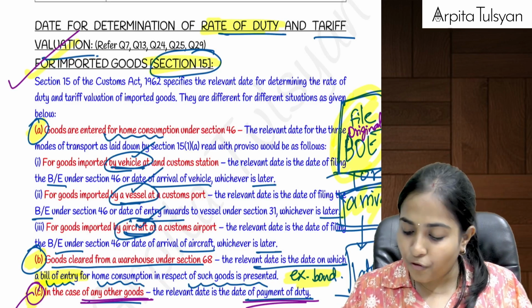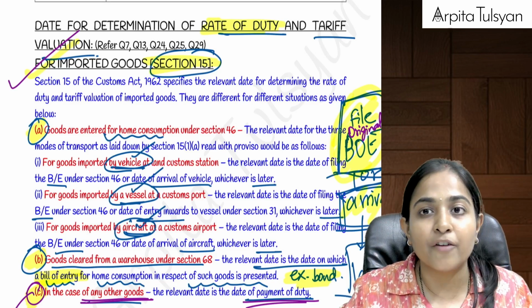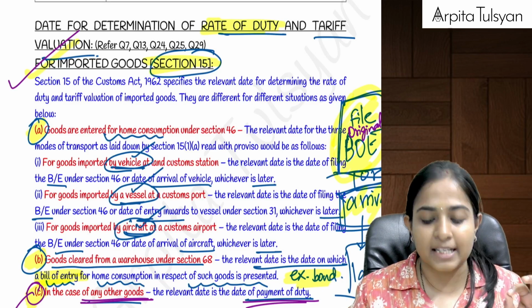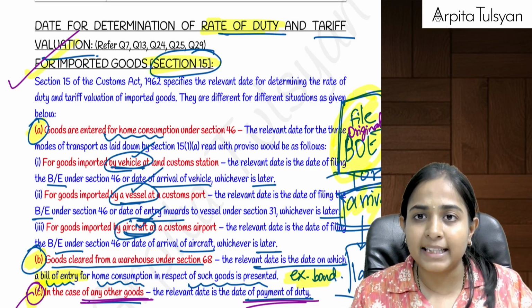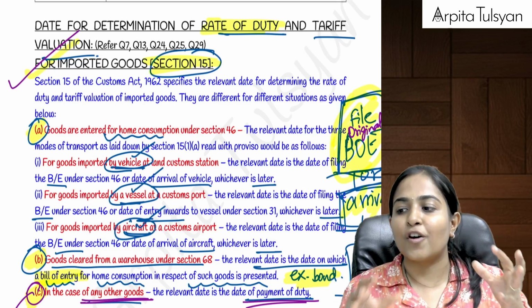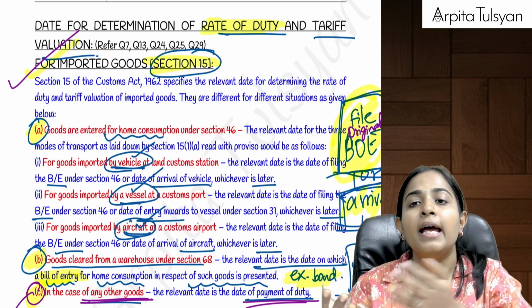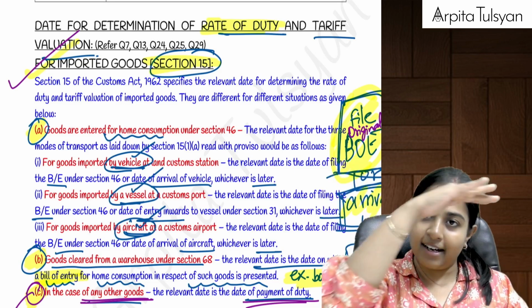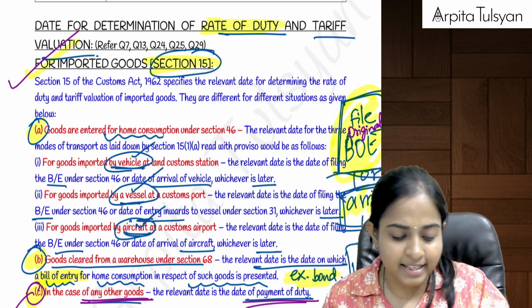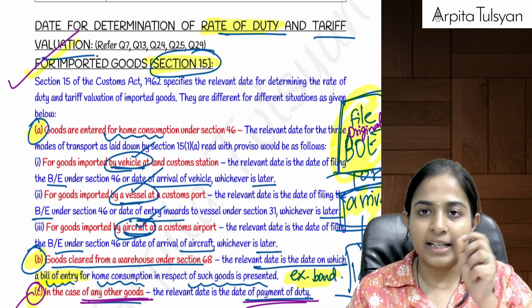So in case of import of goods which are going to be cleared for home consumption, it is going to be the date of filing the original bill of entry or date of entry inwards of that particular conveyance, whichever is later. Date of filing bill of entry or entry inwards of the vehicle, vessel, aircraft, whichever is later. So on that day, whatever is the rate of duty, that will be considered.